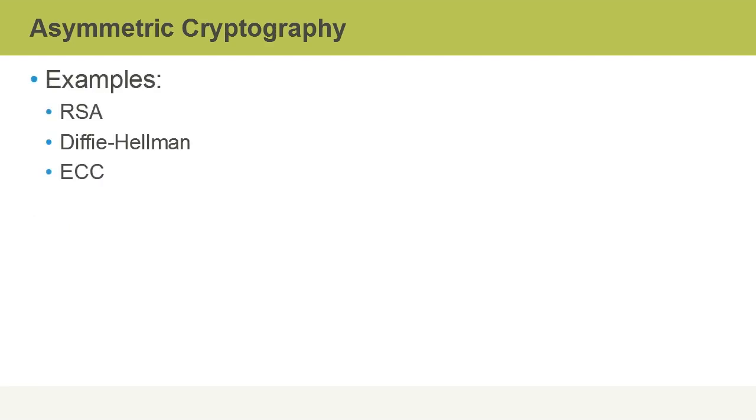Examples of asymmetric crypto algorithms include RSA, Diffie-Hellman, and ECC.